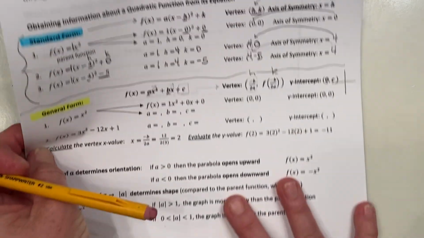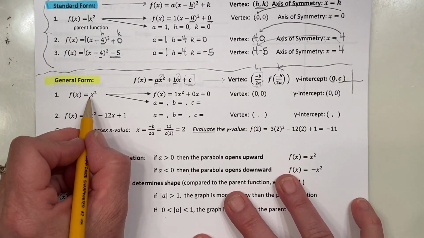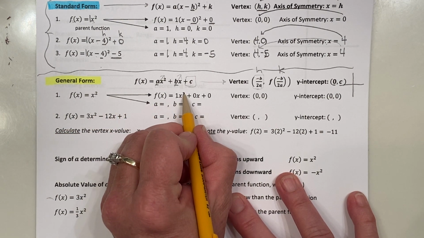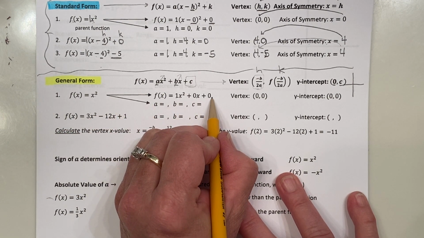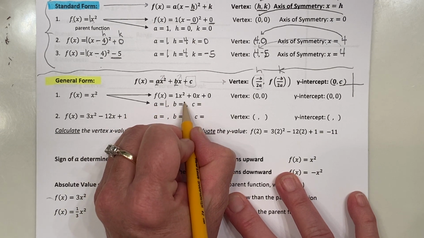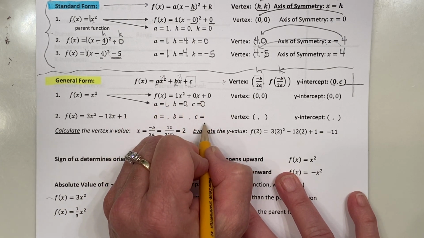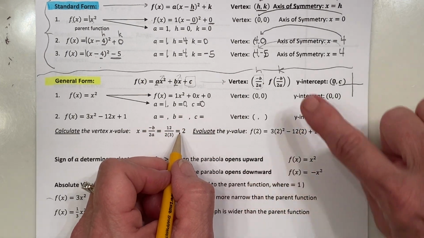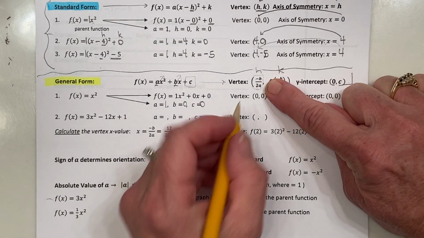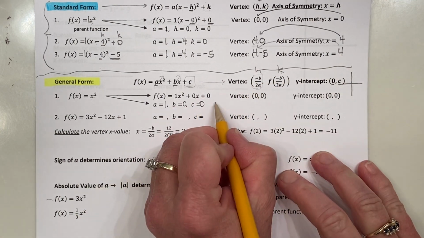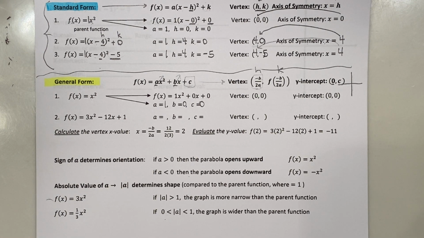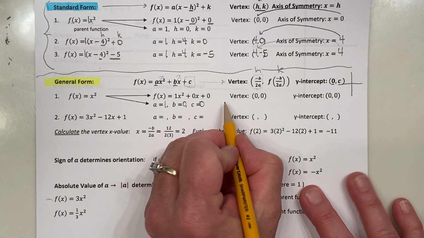Okay, for the general form, let's go ahead and start with the common function or the parent function. I could rewrite this common function as 1x squared plus 0x plus c. So let's identify that a is 1, b is 0, and c is 0. Now using this formula up here to get the x-coordinate of the vertex, I'm going to take negative b and divide it by 2a.